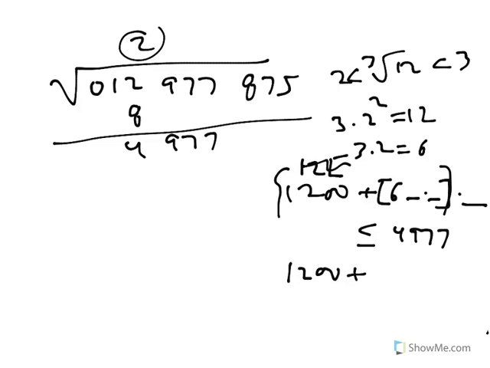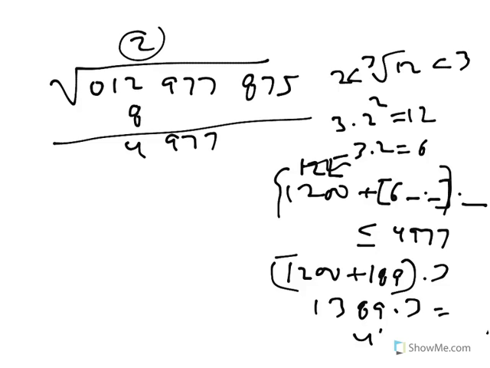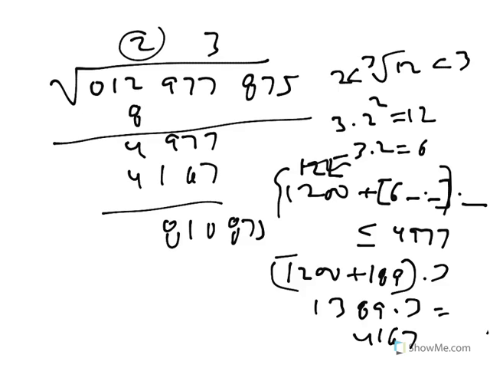1200 plus 63 times 3 is 189. Actually, so that's 1389 times 3, which is 4167, which is close to 4977. Put the 3 up here. I subtract. I get 810. I bring down the 875.